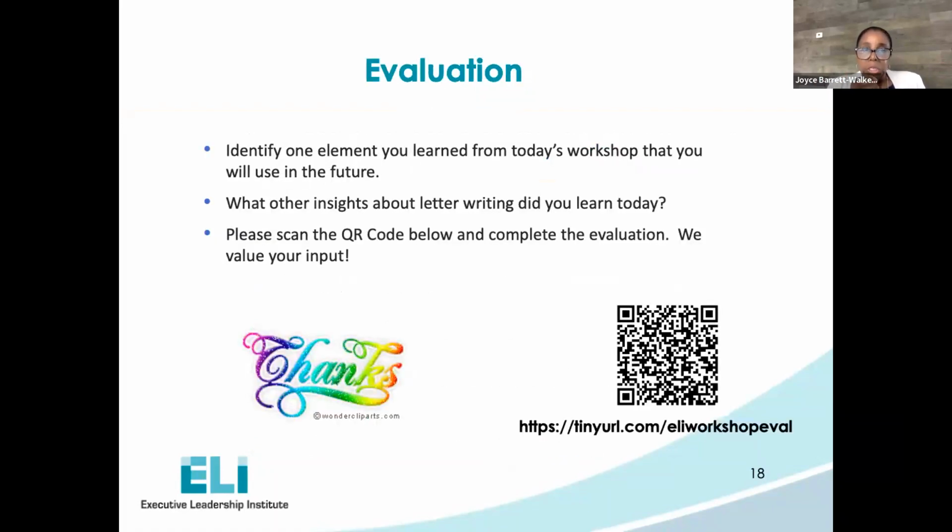And the last one, I hope that you can identify one element that you can take away from this workshop and use in the future, and other insights about letter writing that you felt were insightful. And I hope this was very helpful to everyone here today. Please, at this point, use the tiny URL to complete the evaluation, or you can scan the QR code. And it's very important that every single participant today filled in their name. I was assisted by Jaleesi from Eli, and she put a link in the chat so that you can get your CTLE credits. And that's very important. I hope the workshop was extremely informative. If anyone else has a question, please place it in the chat so that I can answer that for you at this time.